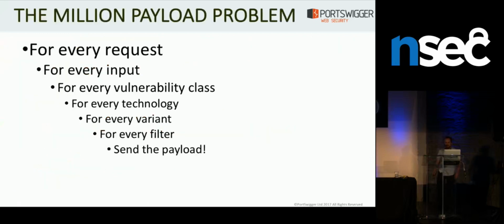So, the million payload problem is that, simply put, all of those payloads I've shown, a scanner can send, but that's a tiny number of the number of potential payloads you have to send to find every vulnerability class with every kind of filter or variant or technology. And if you try all of that per request, then you'll be sending over 1 million payloads per base request to the application, and you'll never finish scanning anything. So scanners can't do that.